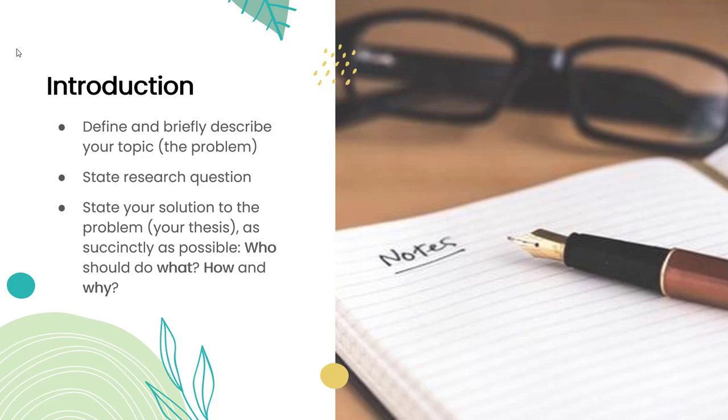This proposed solution, for the purposes of this paper, acts as your thesis, and you're going to want to state that solution as succinctly and clearly as possible, in as few words as possible. Basically, you want to tell your reader who should do what to solve the problem that you've chosen to talk about, and how and why they should go about that solution.